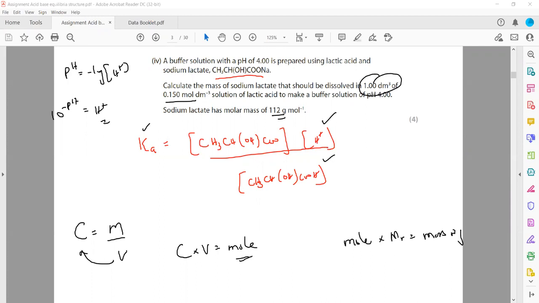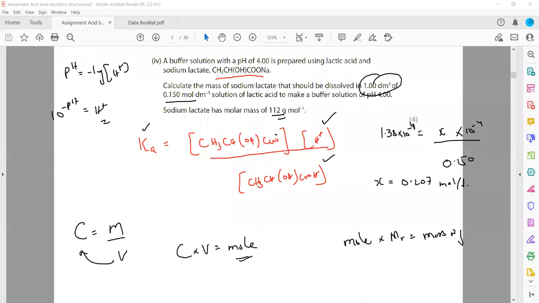So Ka is already given, that is 1.38 into 10 to the power minus 4. The concentration of the negative ion that we are finding is unknown. The concentration of hydrogen ion is 10 to the power minus 4, divided by the concentration of the acid, which is 0.15. So we'll find this X, the concentration of lactate ion, that is 0.207 moles per dm cube.